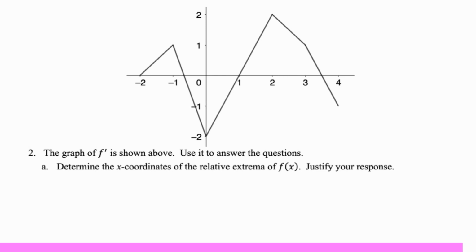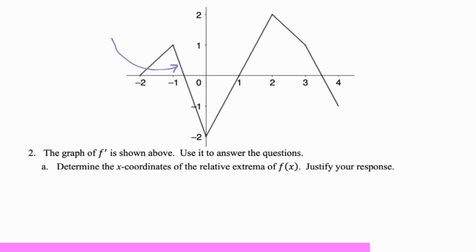We got the graph of f prime shown above. We're going to use it to answer the question. Determine the x-coordinates of the relative extrema of f of x. This is weird because it just says determine the x-coordinates of the relative extrema, not classify them. But that's fine. So we need the zeros of this thing, right? So we're going to need to know what this is.